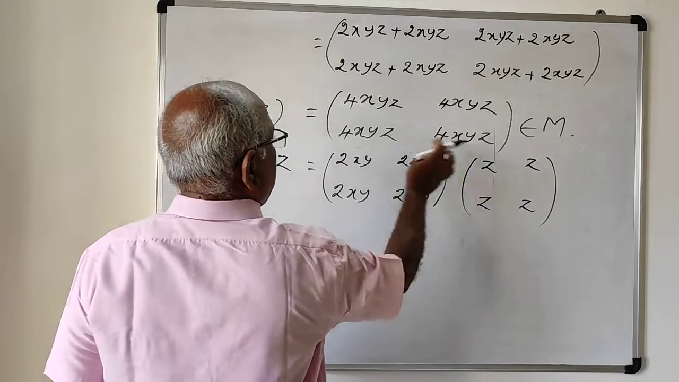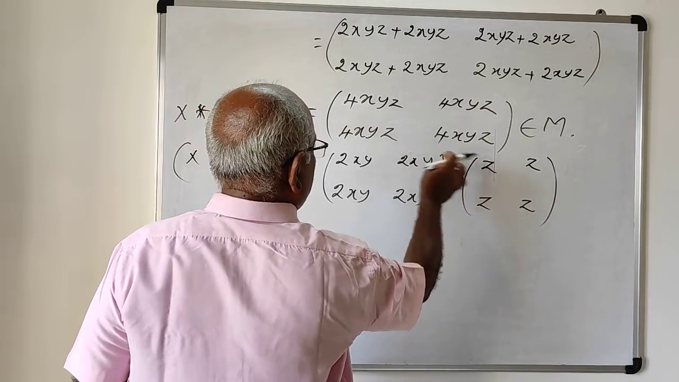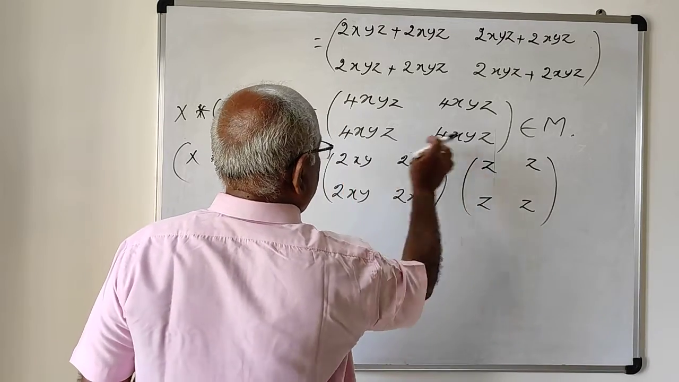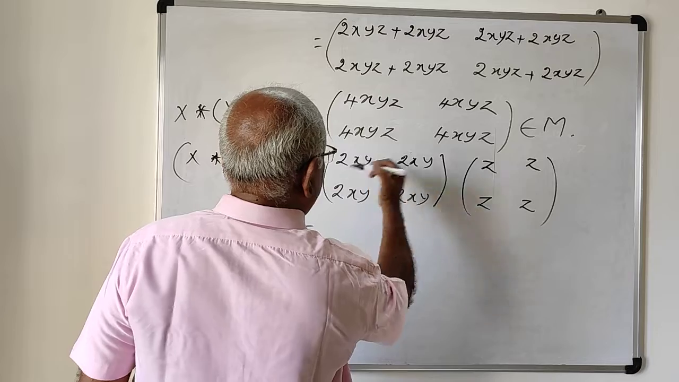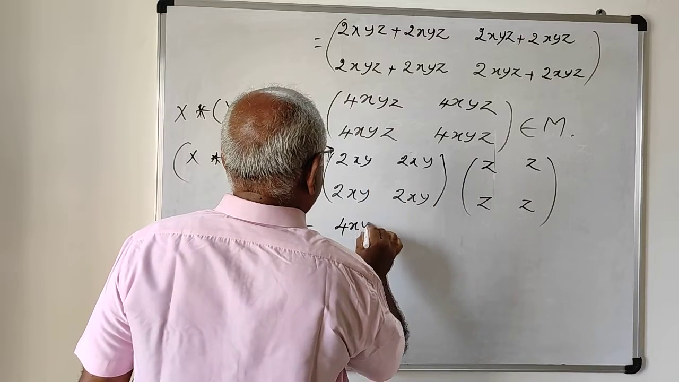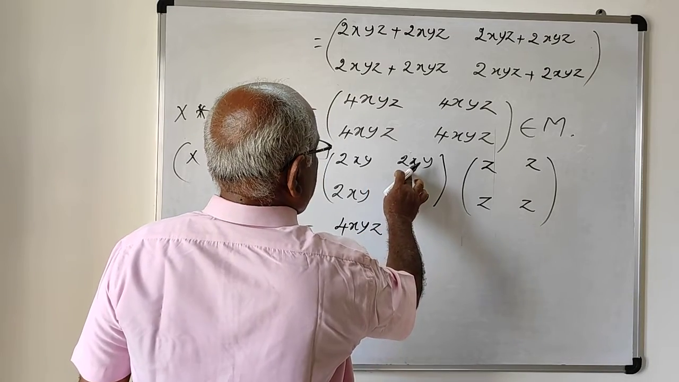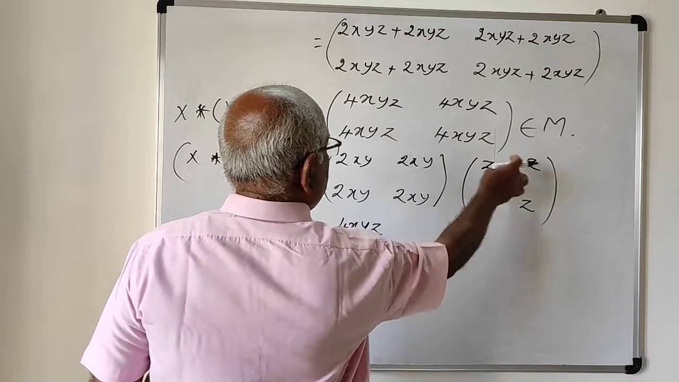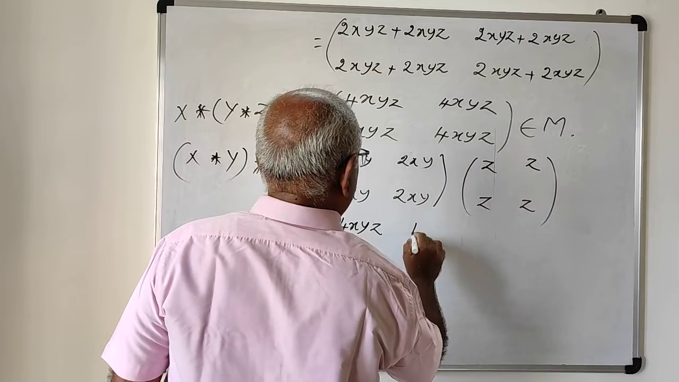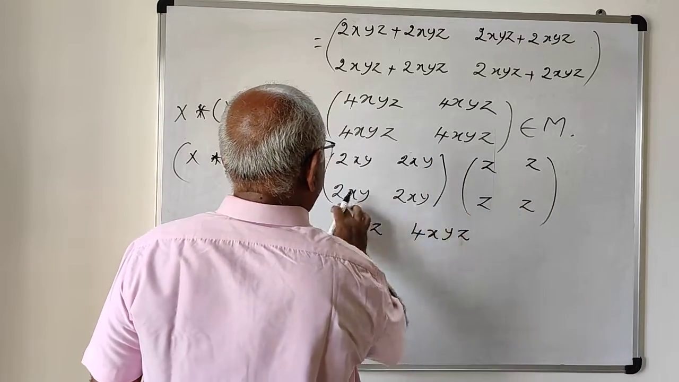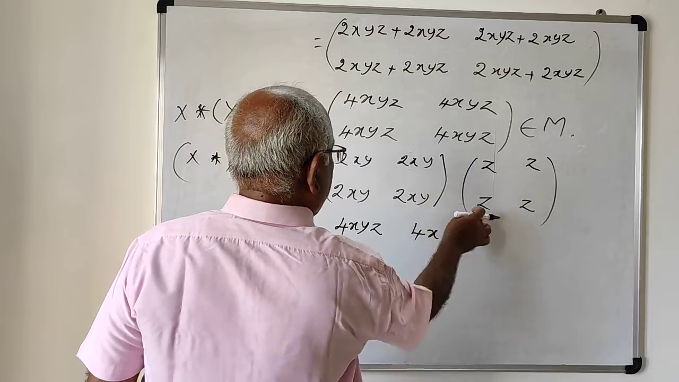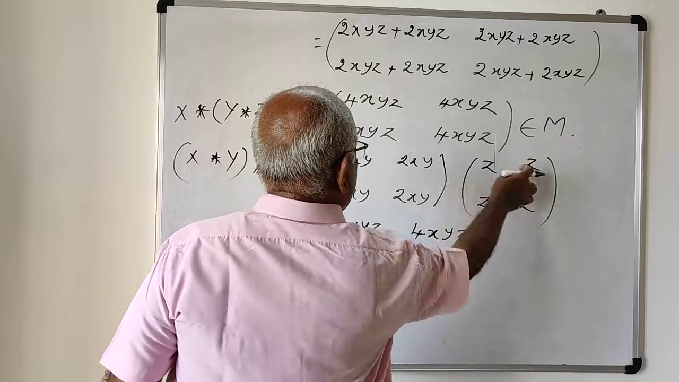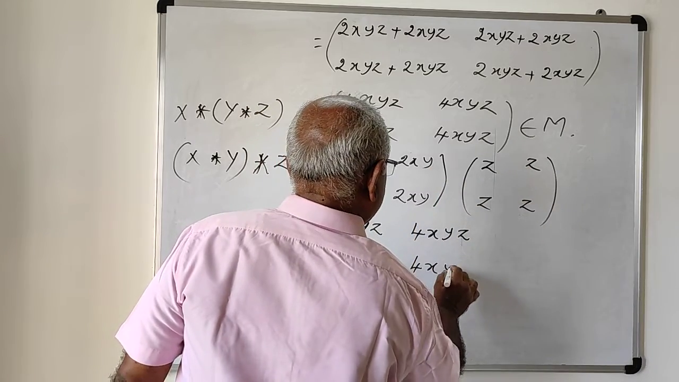That is equal to, again, 2XY into Z is 2XYZ plus 2XYZ, which is 4XYZ, for first row first column. First row second column, 2XYZ plus 2XYZ is 4XYZ. Similarly second row first column, 2XYZ plus 2XYZ, 4XYZ. Second row second column, 2XYZ plus 2XYZ is 4XYZ.